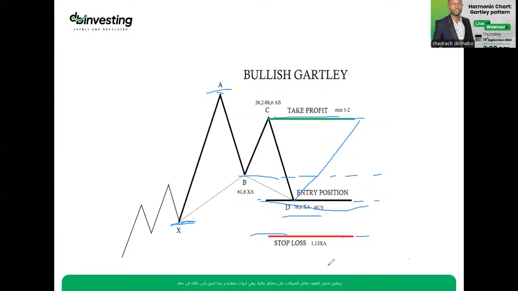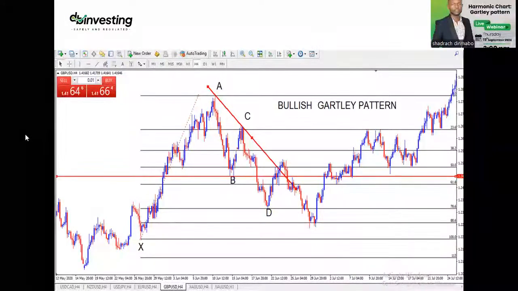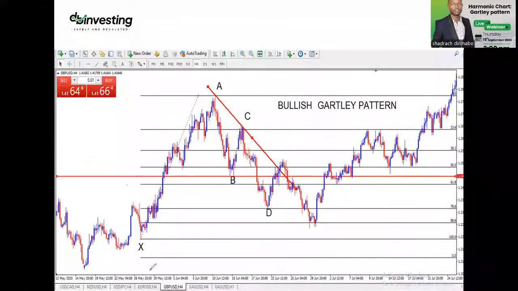Now let's put this further, let's take a practical look at this. This is the case of the bullish Gartley. What did we do in the case of this particular chart? We'll take this as our reference point X.